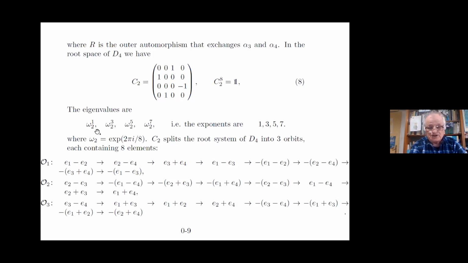Omega 2 is a root of the 8th degree of 1. And the exponents are 1, 3, 5, and 7. Now, this automorphism splits the root system of D4 into 3 orbits, each containing 8 elements.